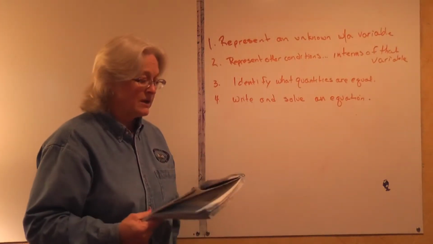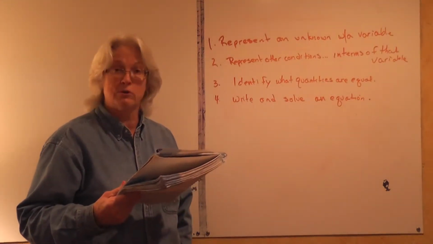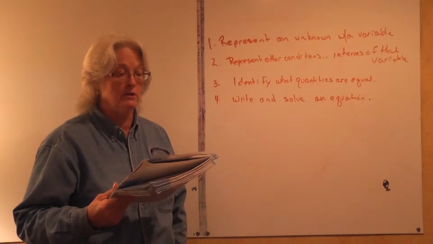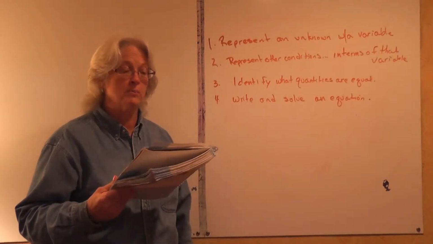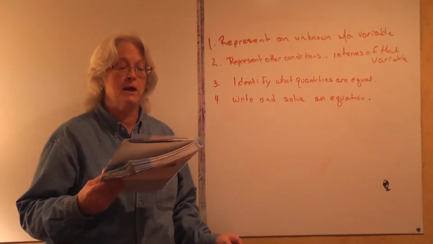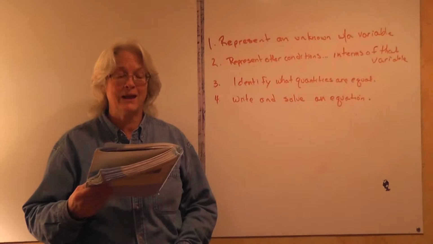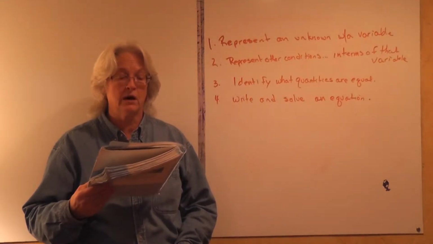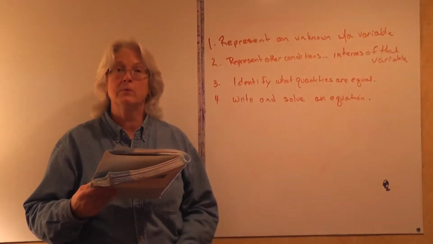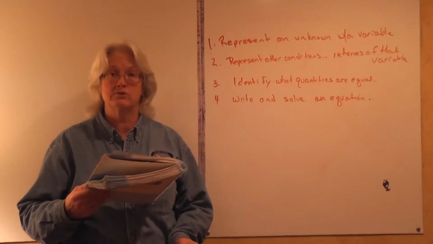Let's go ahead and look at an example on page 257. This says write an equation and solve. Tony bought a new trumpet for $298. He made a down payment of $46 and arranged to make payments of $28 per month. How many months did it take for him to pay for the trumpet?